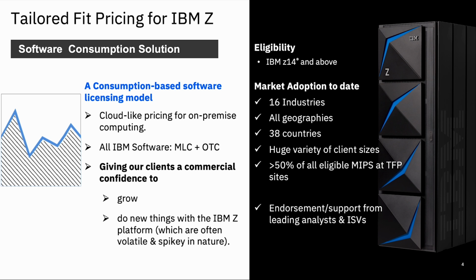Both MLC, the monthly license charge, as well as the OTC, the one-time charge or perpetual licensing. Now, one of the other reasons that we came up with this new pricing structure is that we really wanted to help our customers grow. And in order to grow, they need to have predictability into what's going to happen when the workload grows, and they need to have the tools to be flexible enough to grow as required.